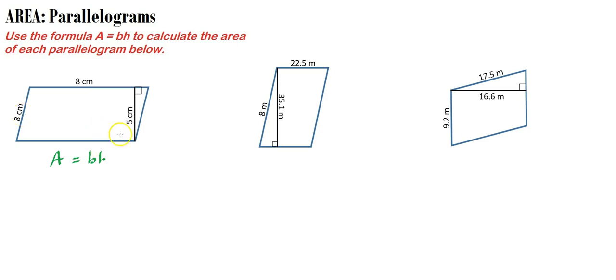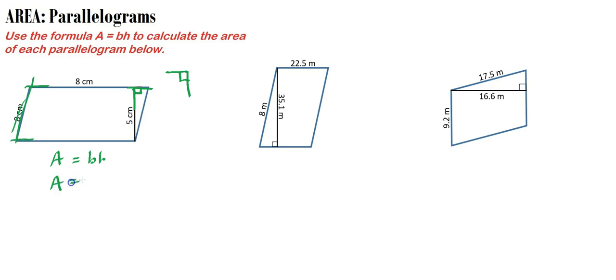Now, the base and the height, they have to be at 90 degrees to each other. So if I look at this line, that's not at 90 degrees to this line or this line. So it can't be that. It's got to be 8 and 5 because it's indicated here that this is 90 degrees. Okay, so let's go with those 2 dimensions.